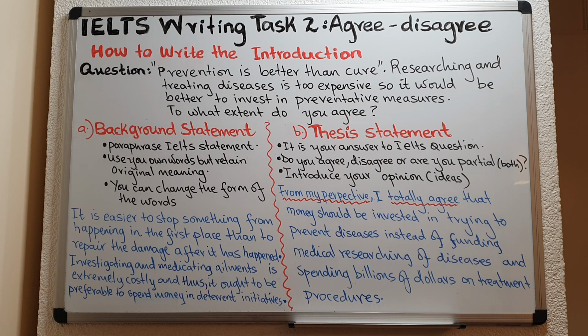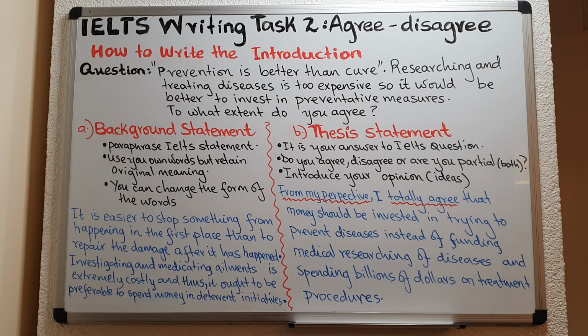That money should be invested in trying to prevent diseases instead of funding medical research of diseases and spending billions of dollars on treatment procedures. So I would rather that we invest a lot of money trying to prevent diseases instead of waiting until people have got sick and then we start researching those diseases and treating them. In my opinion, that is much more expensive. Okay, so that's how you write your thesis statement.